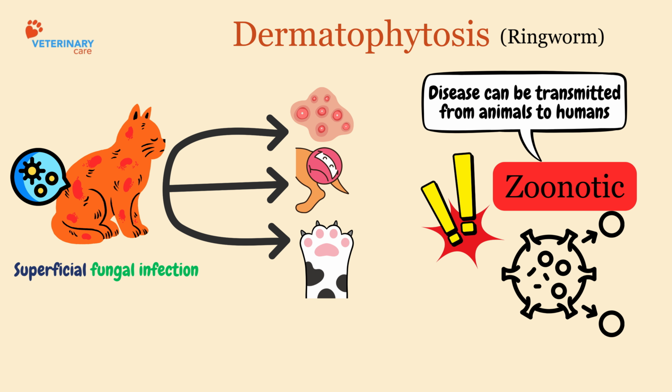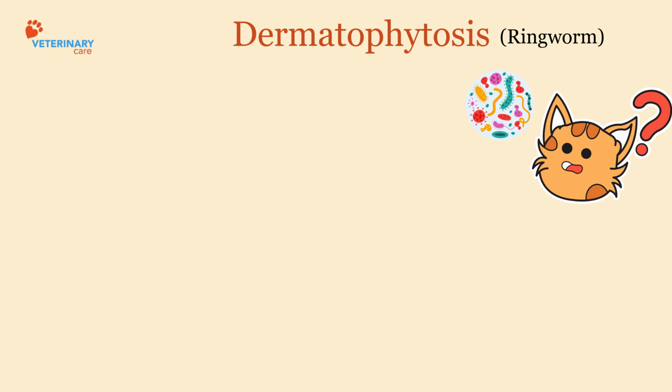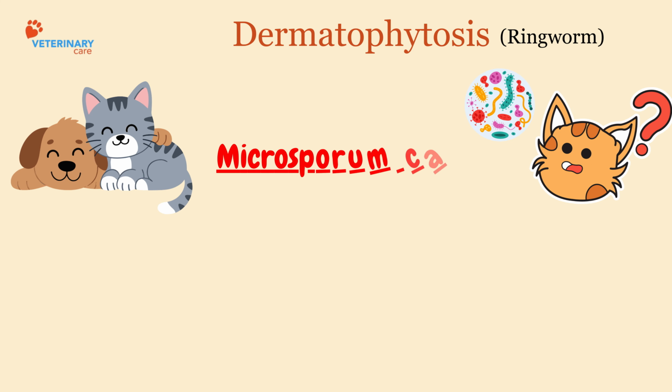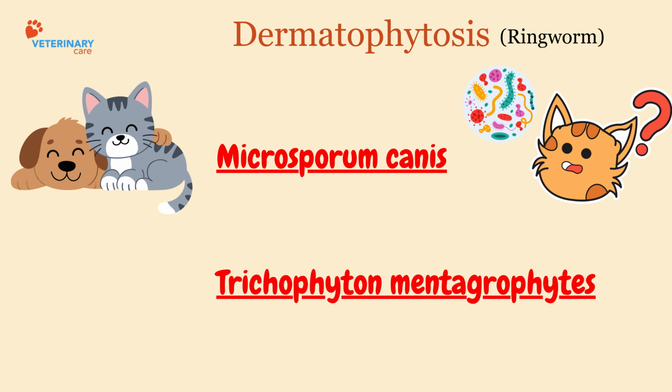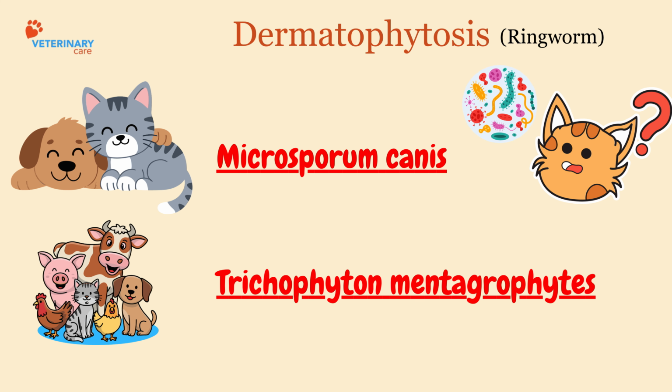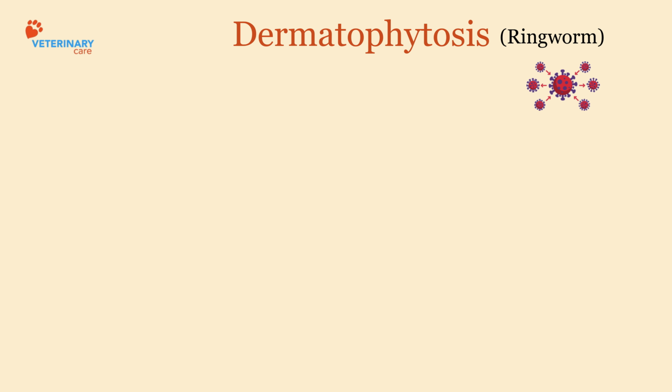to humans. Now let's discuss the causative organisms. The most common pathogen in cats and dogs is Microsporum canis, which is responsible for the majority of cases. Another important organism is Trichophyton mentagrophytes, which can affect both small and large animals. Now come to how this disease spreads and its risk factors.